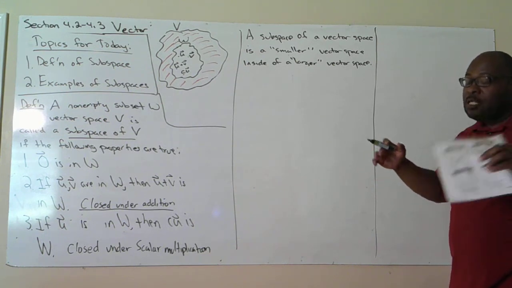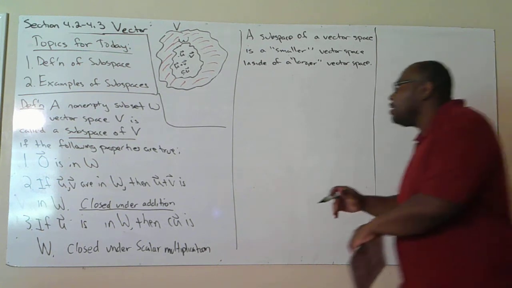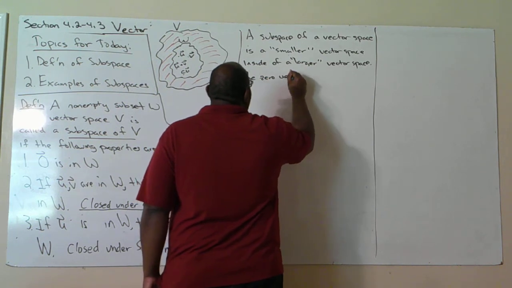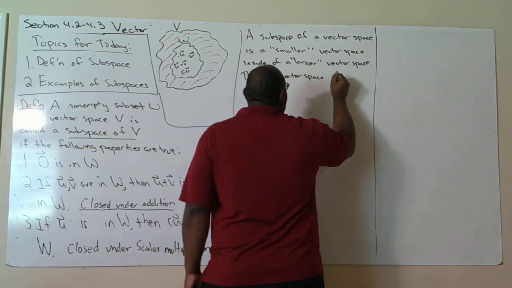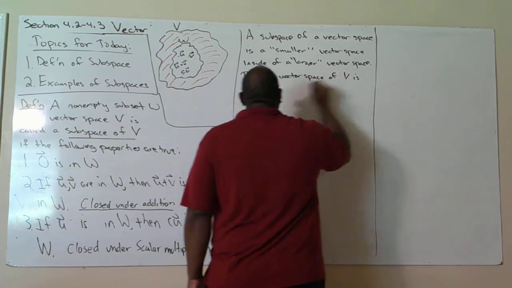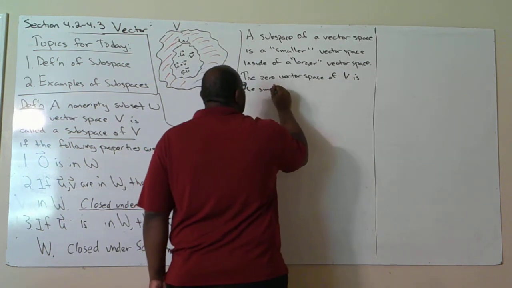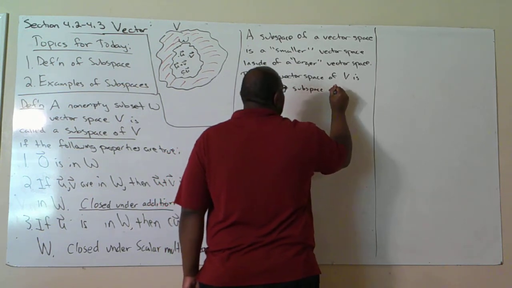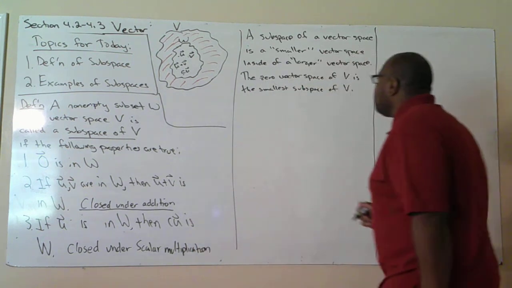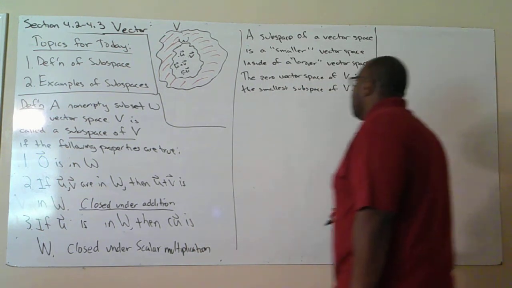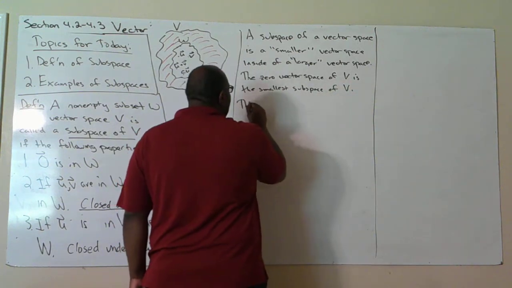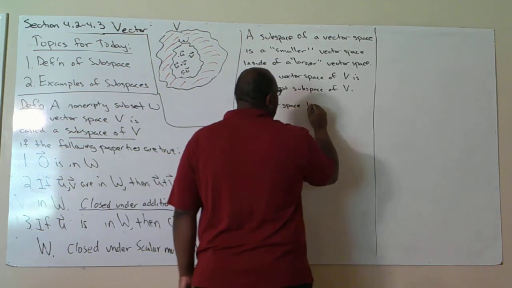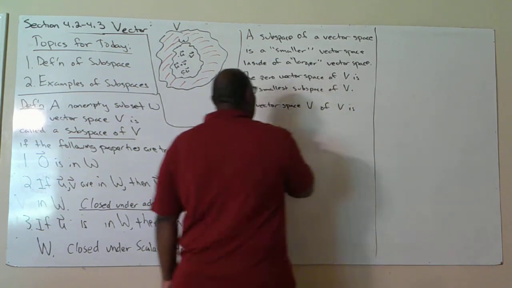Or we can have the smallest subspace, and we talked about that last time, that the zero vector space of V is the smallest subspace of V. Okay. And what's the largest subspace of V? Well, that's going to be V itself. So the vector space V is the largest subspace.